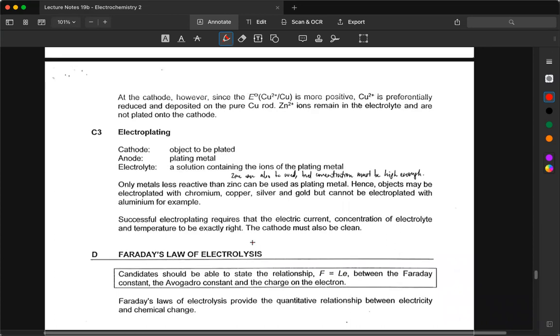The third application is electroplating. For this, only metals less reactive than zinc can be used as plating metal. Because if you have a more reactive metal, when it forms the ion, it will just remain in the electrolyte and not be able to get discharged to form the electroplating layer. Objects can be electroplated with chromium, copper, silver, and gold, but cannot be electroplated with aluminium.